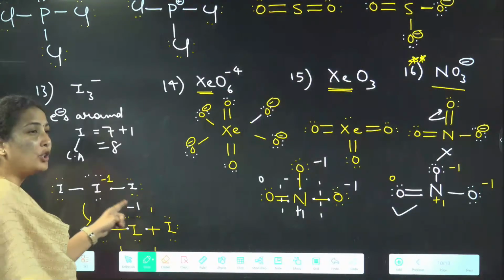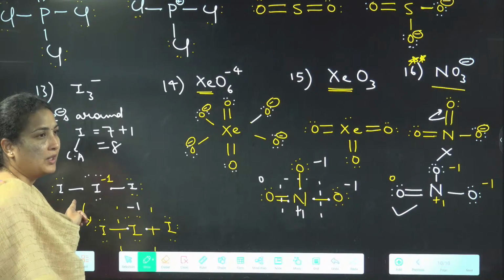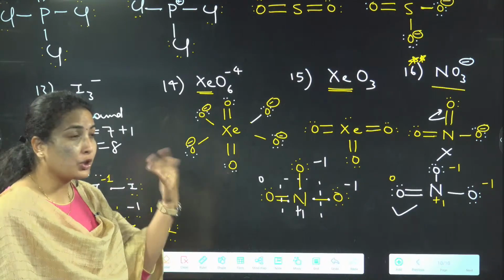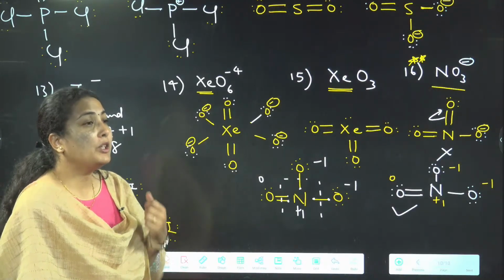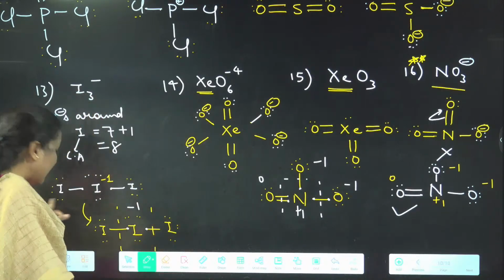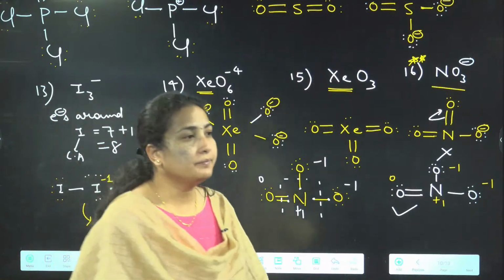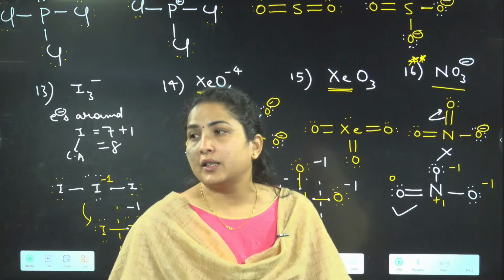So basically, if at all you ignore these lone pairs, actually answer would have been how much? 9. Getting it? But the thing is, if at all you just focused, question was not that how many lone pair of electrons on the central atom. The question was how many lone pair of electrons in I3 minus. That is the reason I'm asking you to always put these dots. Did we get the idea? Clear? Is it clear to everyone?